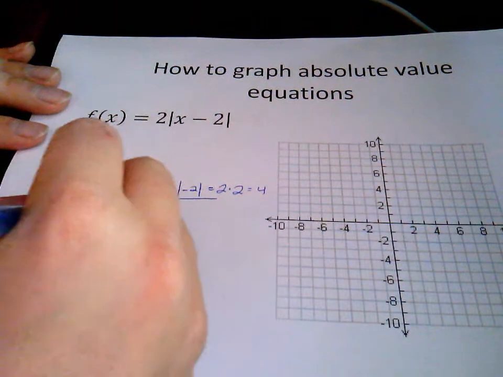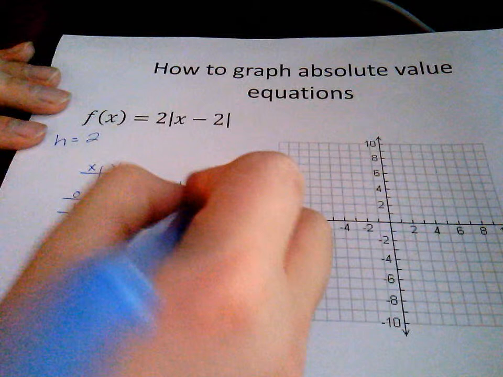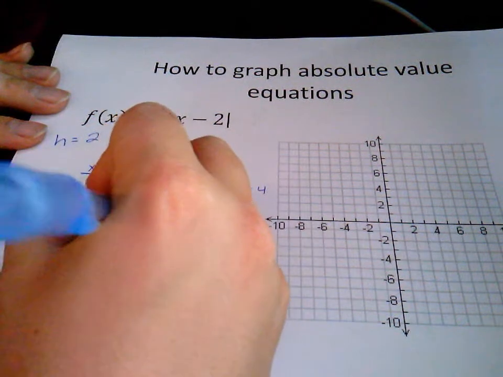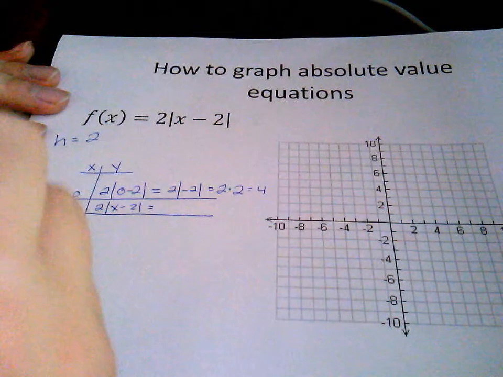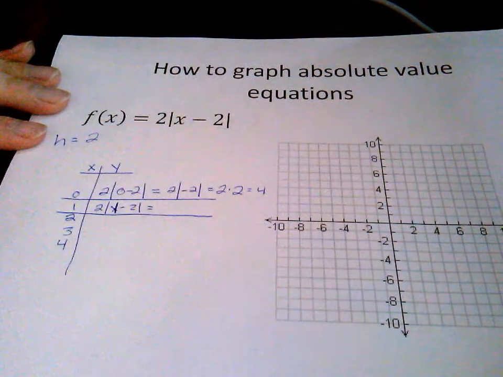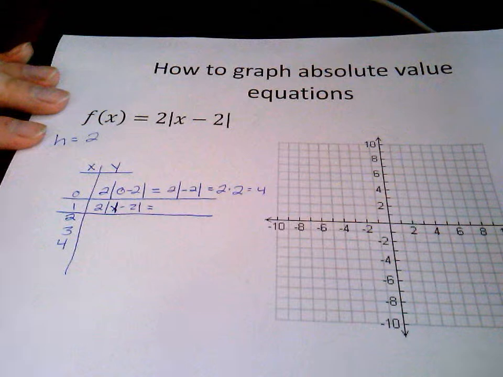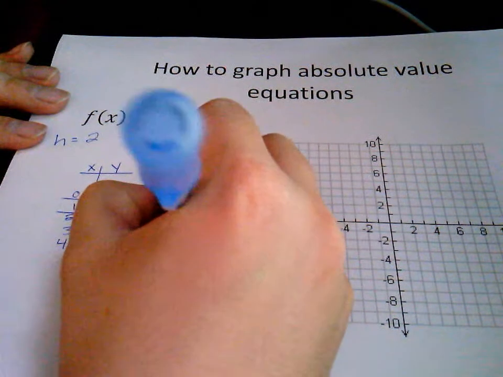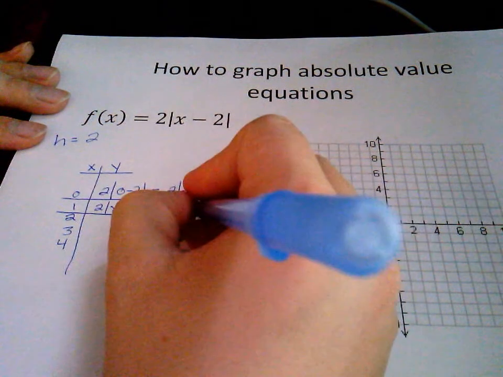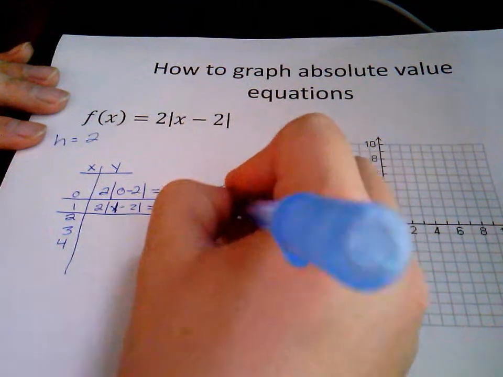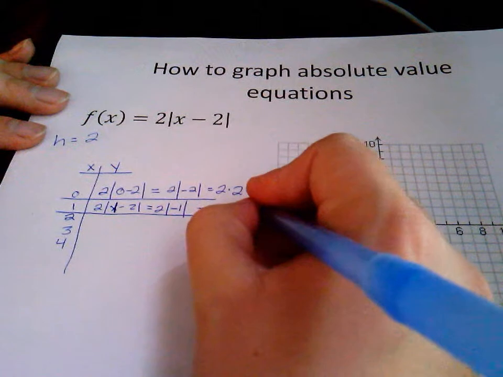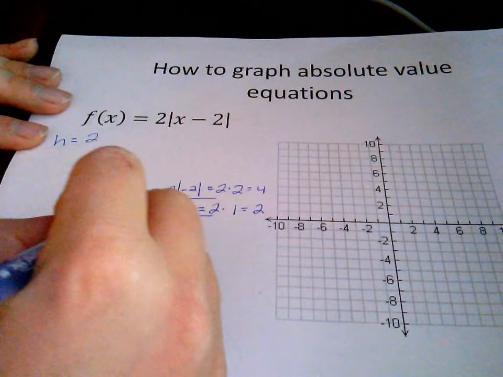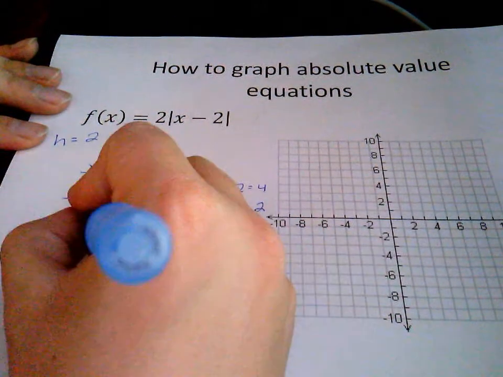Next we do the same thing with the 1. It's going to be 2 times x minus 2, not x minus 2, 1 minus 2, because we have a 1 there, which is going to be 2 times the absolute value of -1, which equals 2 times a +1, because remember, anything that's absolute value turns positive. I'm just going to quickly do the rest of these just to show you the pattern.